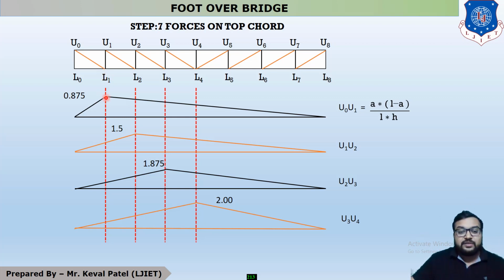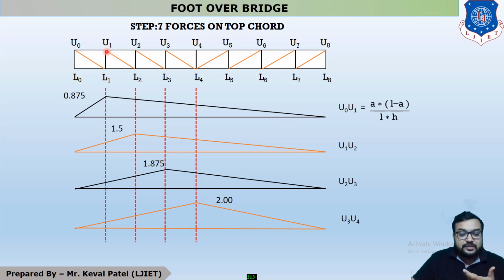Now what is the value at this point? The value is found from the equation a into (L minus a) divided by L, into h. Now you all know that your value of small a is 3 meter, your L, which is the span of the bridge, is 24 meter, and your h is equal to 3 meter. So students, after putting all these values, we will get our answer 0.875.